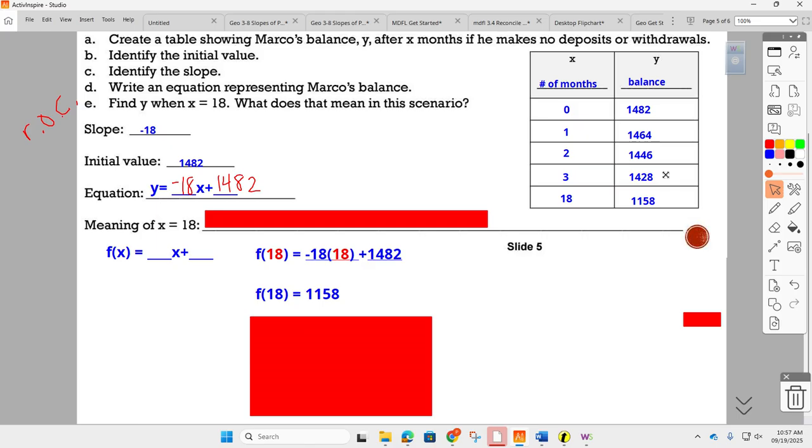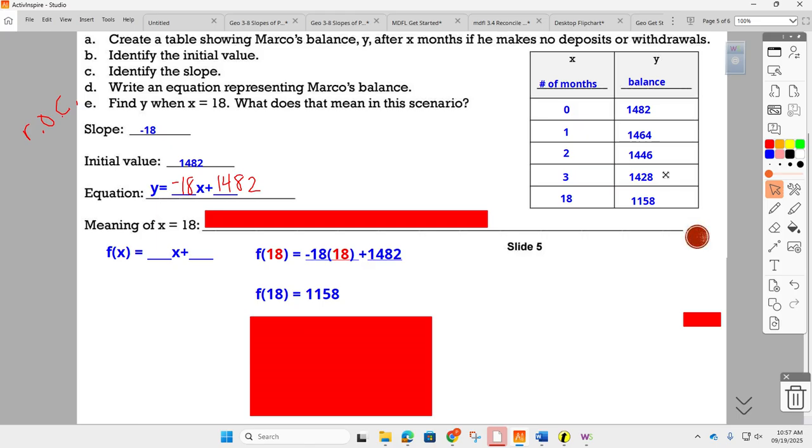So the last thing is sometimes one of the hardest things for kids. Kids can do the math, but sometimes applying it, what does it mean in this real world situation? So what is the meaning of x equals 18 here? When x equals 18, y equals 1158, what does that represent? Anybody have an idea? What do you think? Sincere? Sorry? I can't hear you. Nathan?